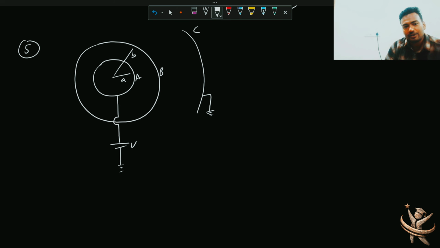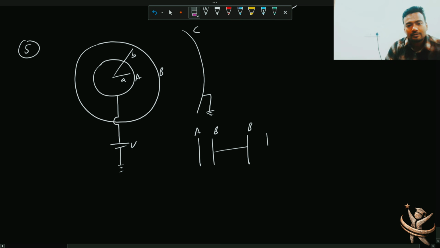देखो आप series में जा रहे हो. A is making with B, B is making with C. So A, B. B आपका C के साथ capacitor. And then C is grounded. A is connected to battery and then grounded. Then grounded. So these two you can connect.